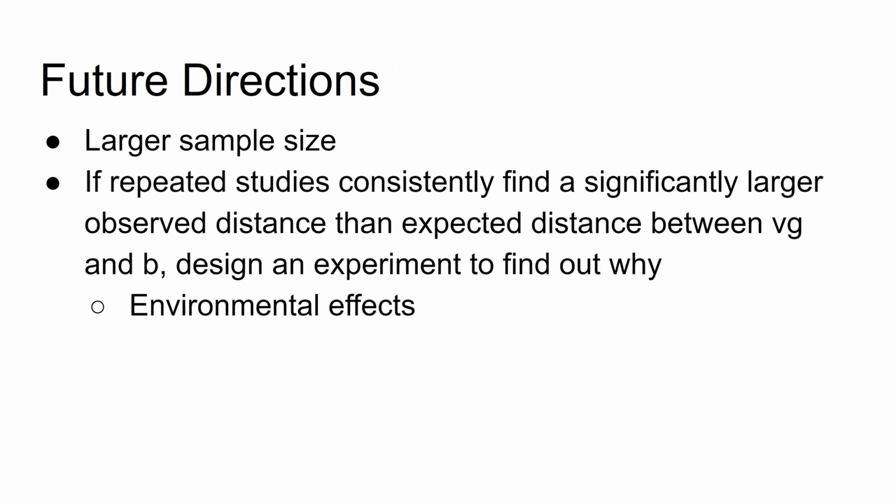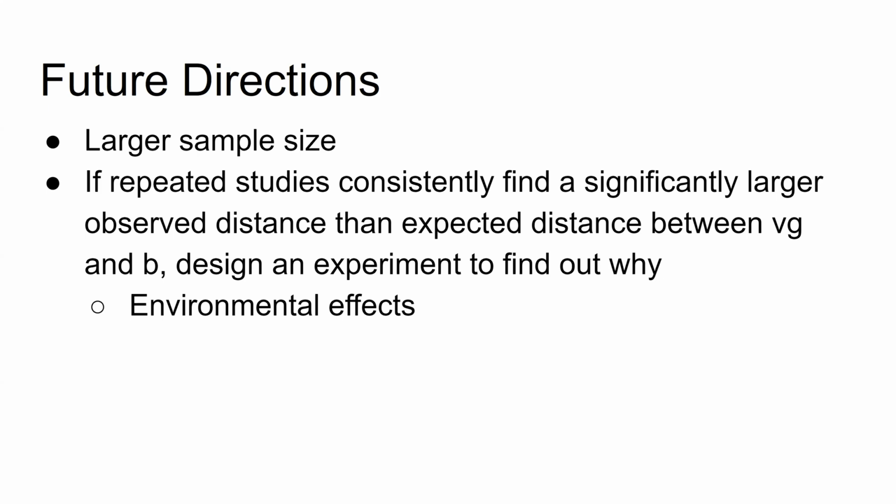So in the future, we would use a larger sample size and repeat the studies to see if we got the same results, and also larger sample sizes increase the accuracy of the data. And if repeated studies consistently find a significantly larger observed distance than the expected distance between vestigial and brown, we would have to design an experiment to figure out why this is happening.